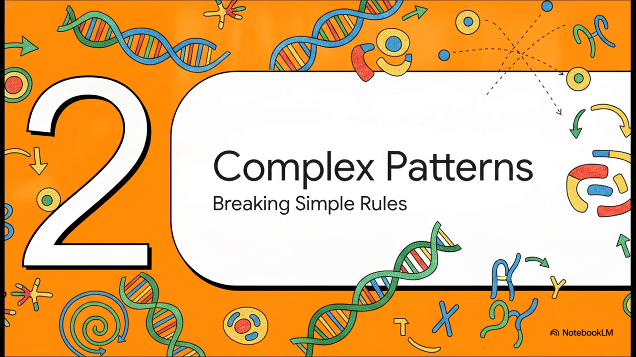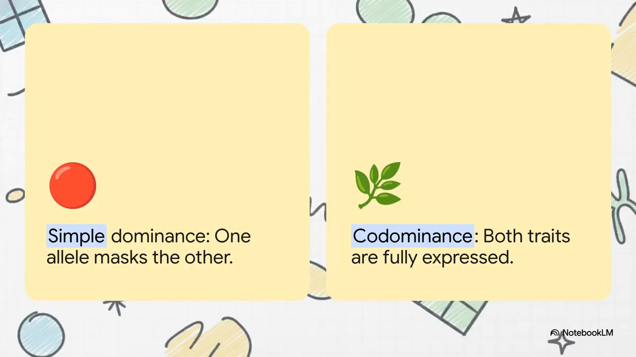Section 2. Complex genetic patterns, breaking the simple rules. So what happens when genes decide to stop playing by those simple, dominant, recessive rules? We get something called codominance. Check out this formula. If we take a round leaf allele, R, and combine it with a long leaf allele, L, we actually get a distinct oval leaf, RL. The crucial thing to remember is that codominance is not just a messy blending of traits, it's a state where both alleles are fully and equally expressed at the exact same time.